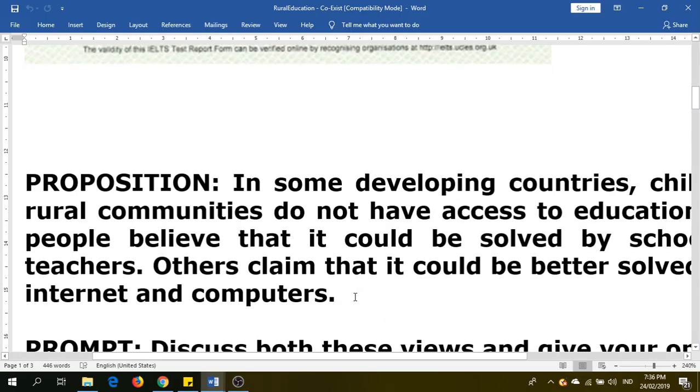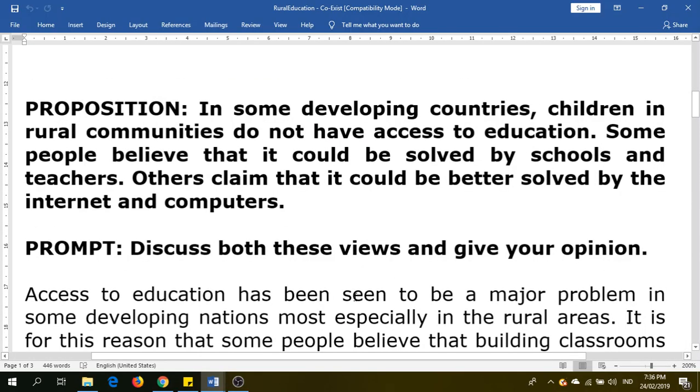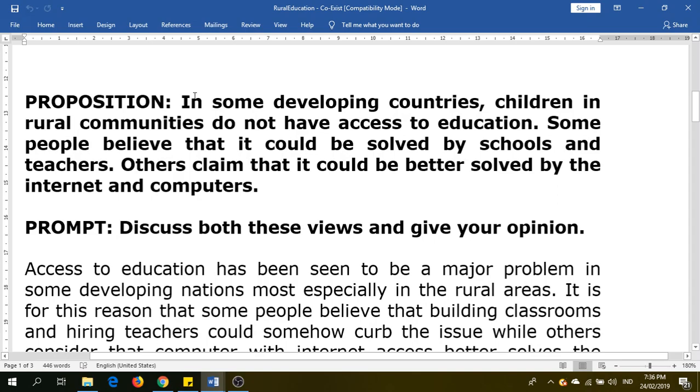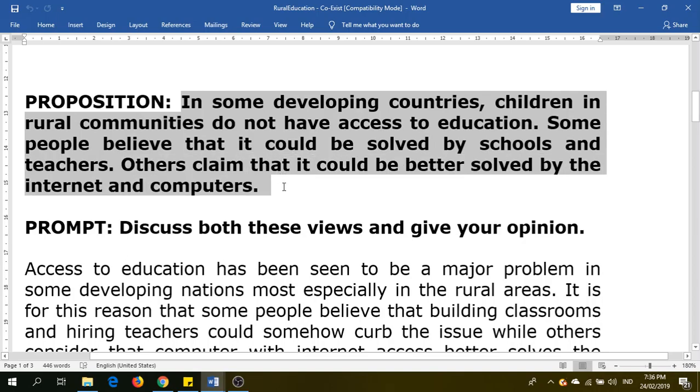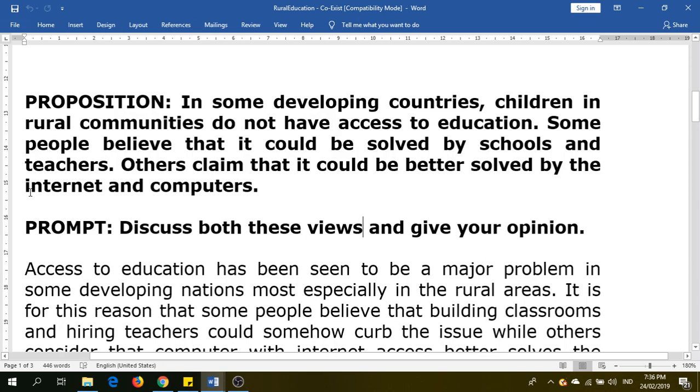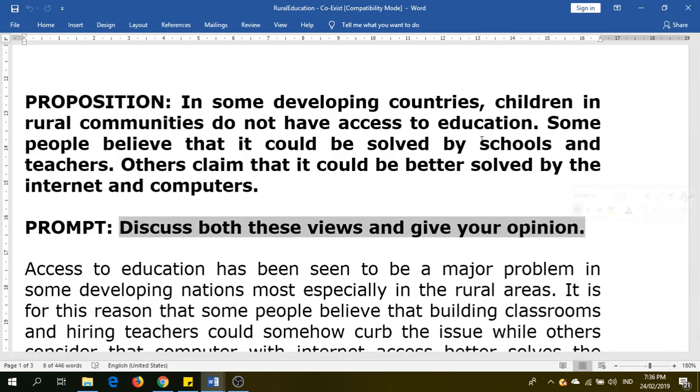And luckily for the student was thrown a question prompt about this. In some developing countries, children in rural communities do not have access to education. Some people believe it could be solved by schools and teachers. Others claim it could be better solved by the internet and computers. So clearly, it's a crossover, of course, from the question prompt itself and from the instruction for you to discuss both views. So we'll need to underline the keywords here.